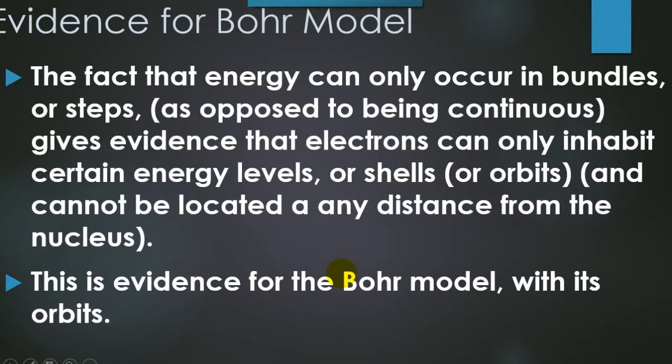The fact that energy can only occur in bundles or steps, as opposed to being continuous, gives evidence that electrons can only inhabit certain energy levels, or shells, or orbits, and they can't be located any distance away from the nucleus. And this is evidence for the Bohr model being correct, that there are these discrete orbits that the electron can be in, but it cannot be in between orbits. It has to be inside one orbit.